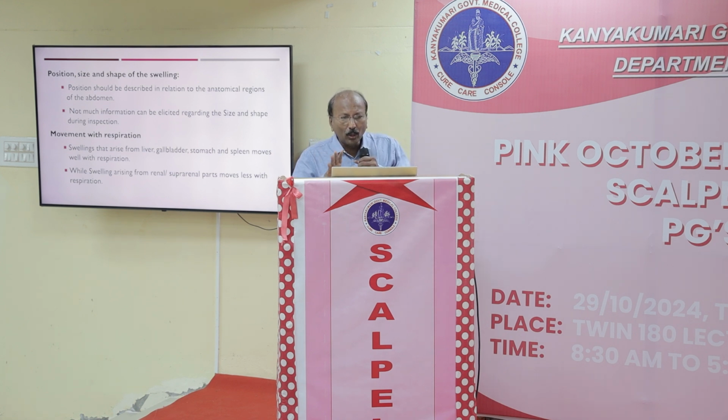You may not be able to know much about the size, shape and duration during inspection. So, in inspection, as I told already, you look at the shape of the abdomen, scars, sinuses, visible gastric peristalsis, visible intestinal peristalsis, any mass, color change, any pigmentation, any bruising. You pick up all these things. And then you have to examine definitely the hernial orifices.